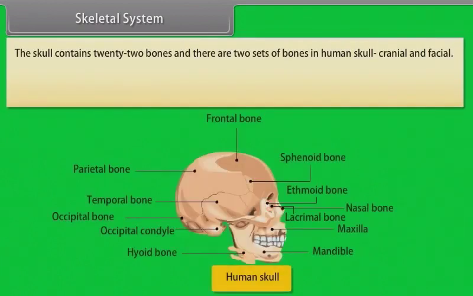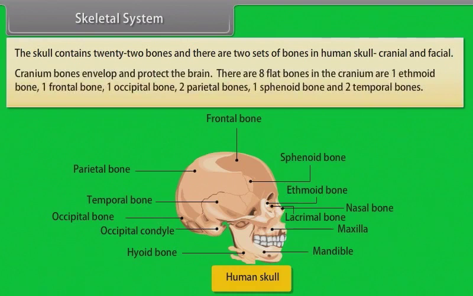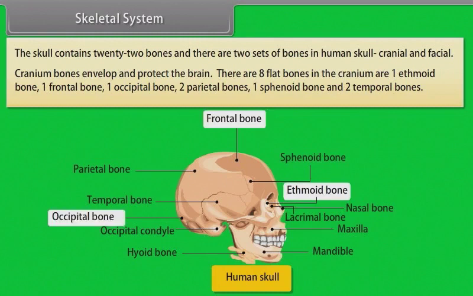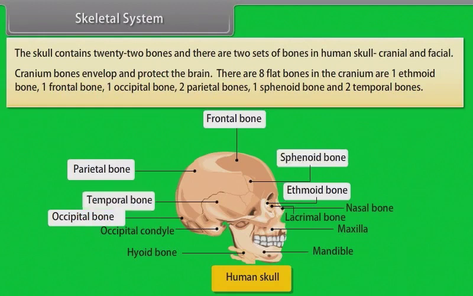The skull contains 22 bones, and there are 2 sets of bones in the human skull, cranial and facial. Cranium bones envelop and protect the brain. There are 8 flat bones in the cranium that are 1 ethmoid bone, 1 frontal bone, 1 occipital bone, 2 parietal bones, 1 sphenoid bone, and 2 temporal bones.